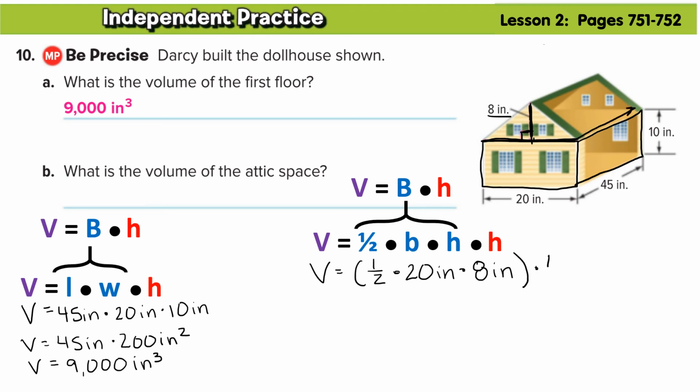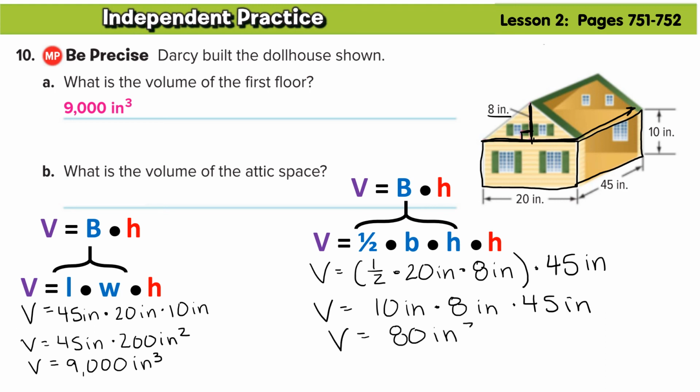And that's 45 inches. So volume equals 1/2 of 20 is 10 inches times 8 inches times 45 inches. So volume equals 80 inches squared times 45 inches. So volume equals 3,600 inches cubed.